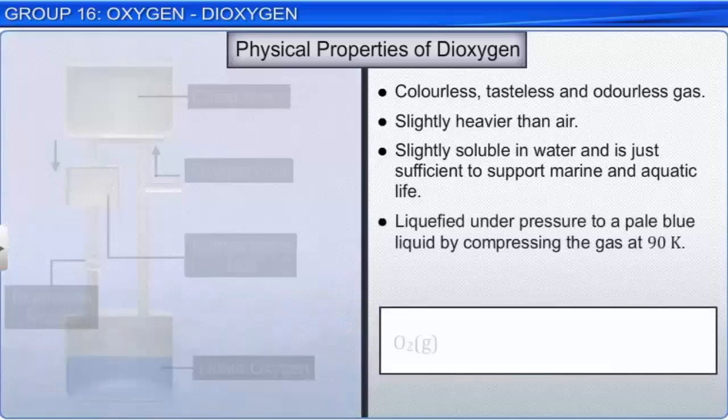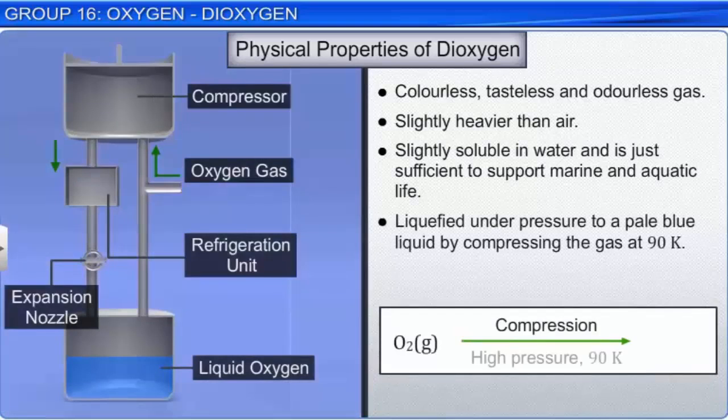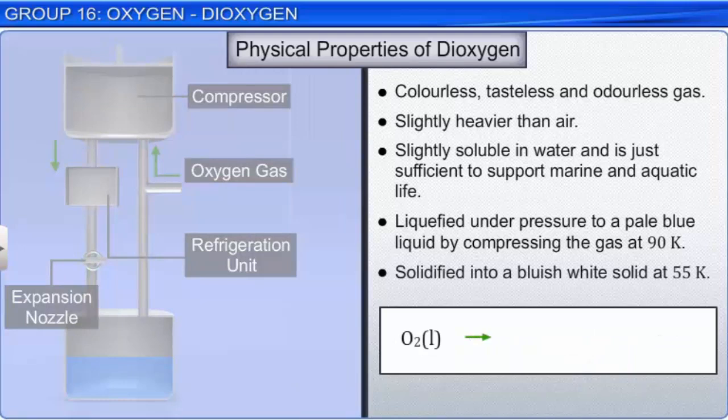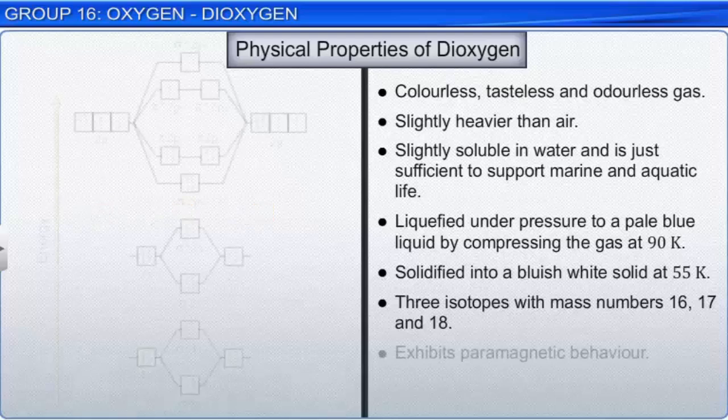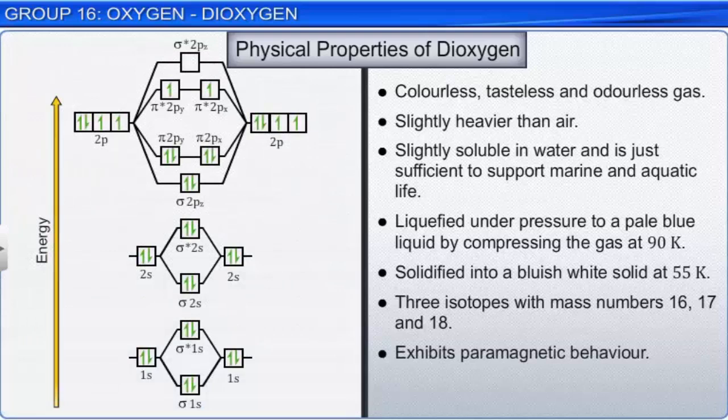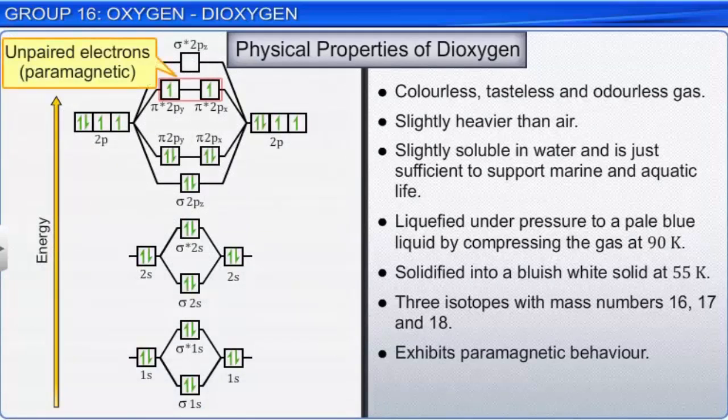It can be liquefied under pressure to a pale blue liquid by compressing the gas at 90 Kelvin. It can also be solidified into a bluish-white solid at 55 Kelvin. It has three isotopic forms with mass numbers 16, 17, and 18. In spite of having an even number of electrons, dioxygen exhibits paramagnetic behavior. This property can be clearly explained by the molecular orbital structure of the dioxygen molecule.